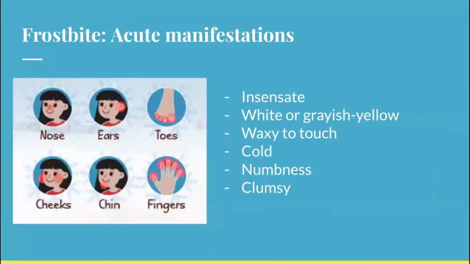So acute manifestations of frostbite are going to be on your hands, feet, and then face. So like your ears, nose, cheeks, and chin. Just like with our patient, the extremity will feel cold, you'll have numbness, clumsiness of the area. Initially will be like hard or waxy to touch, and could be like white or grayish yellow before warming.